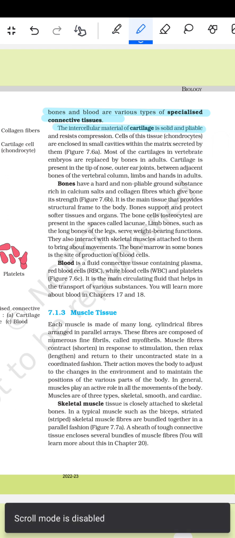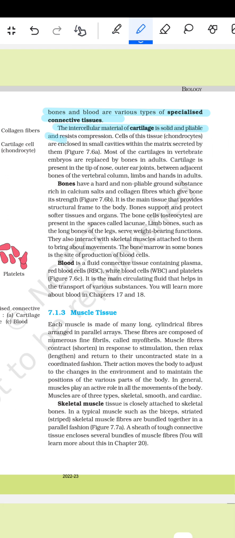The intercellular material of the cartilage is solid and pliable and resists compression. Cells of this tissue, chondrocytes, are included in small cavities within the matrix secreted by them. Most of the cartilage in vertebrate embryos is replaced by bones in the adults. Cartilage is present in the tip of the nose, outer ear, joints between the adjacent bones of the vertebral column, limbs, and the hands in adults.